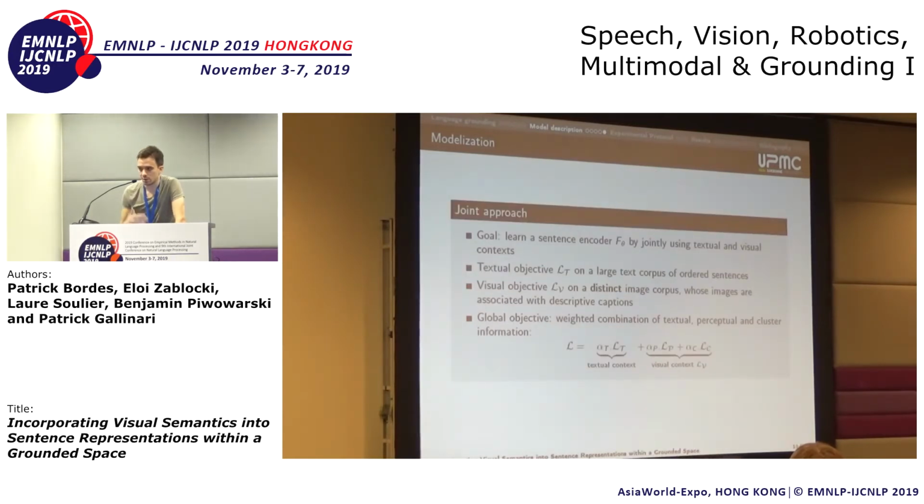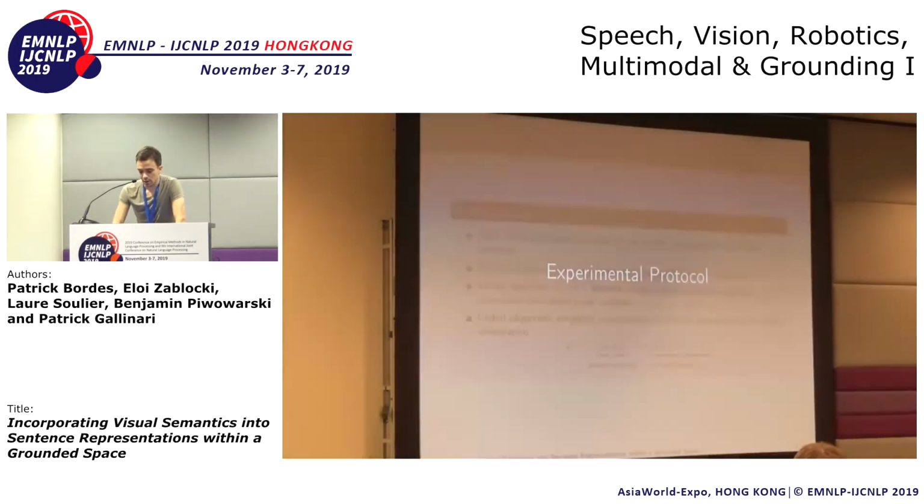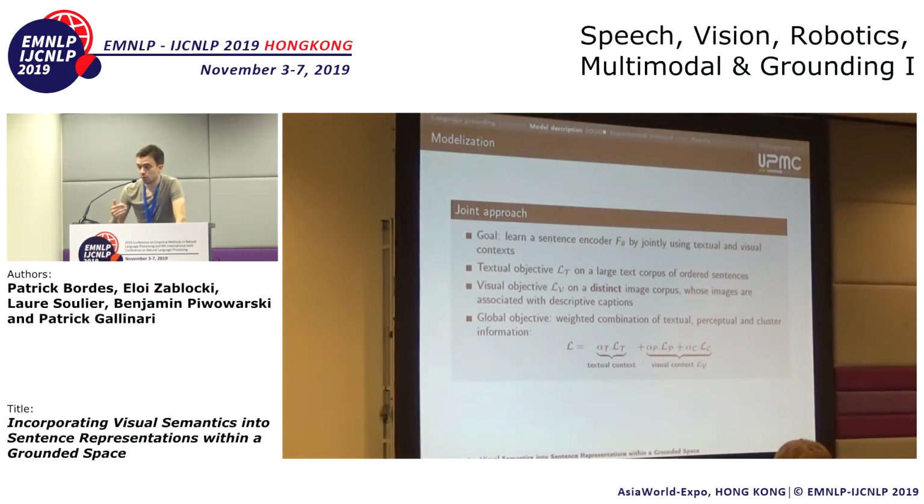So to finish with the modelization, what we learn is a GRU sentence encoder by jointly optimizing a textual objective, which is a skip-thought objective, and a visual objective, which is a combination of the aforementioned losses, the perceptual and cluster losses. The textual loss is learned on a textual corpus for the textual information, and the visual losses are optimized on a visual corpus for visual information.